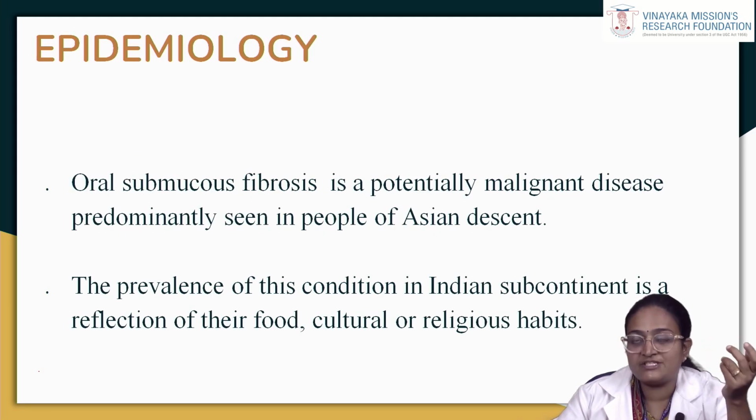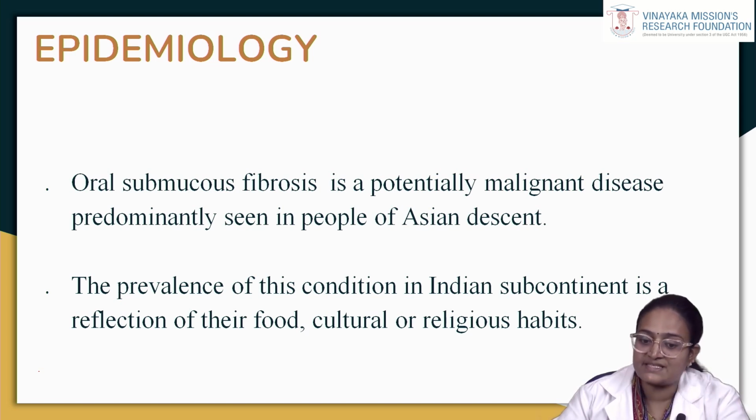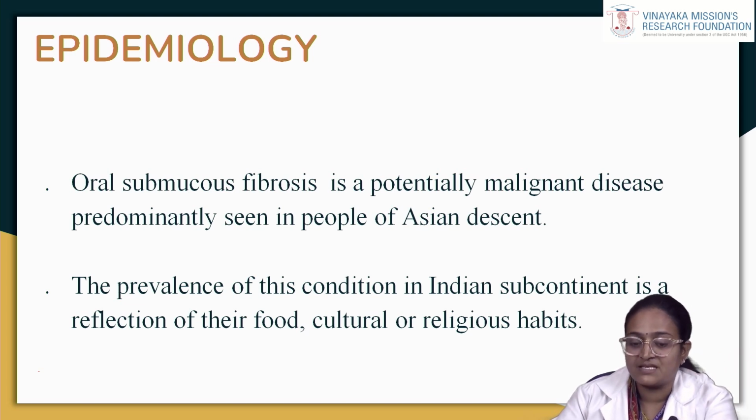Coming to the epidemiology, oral submucous fibrosis occurs in Asian countries. India has the highest prevalence because of the widespread habit of chewing areca nut. It is commonly seen in India, Sri Lanka, Pakistan, Bangladesh and Taiwan, where people have a habit of chewing areca nuts.